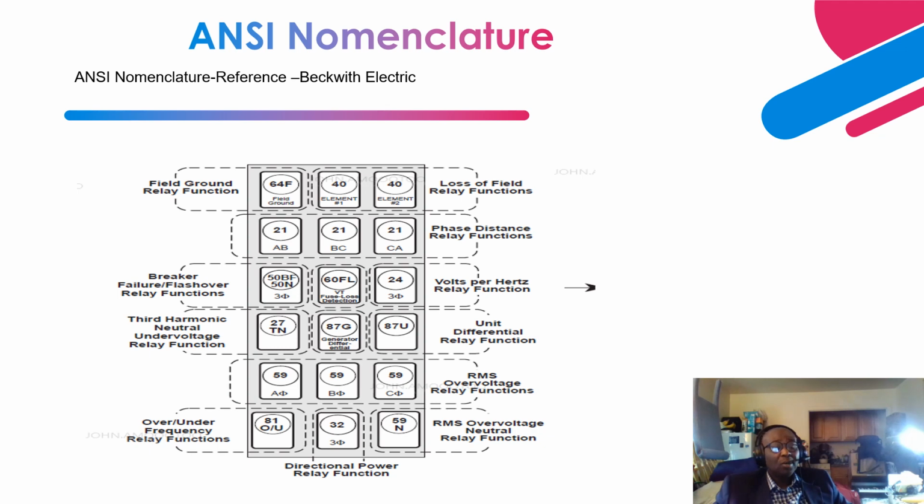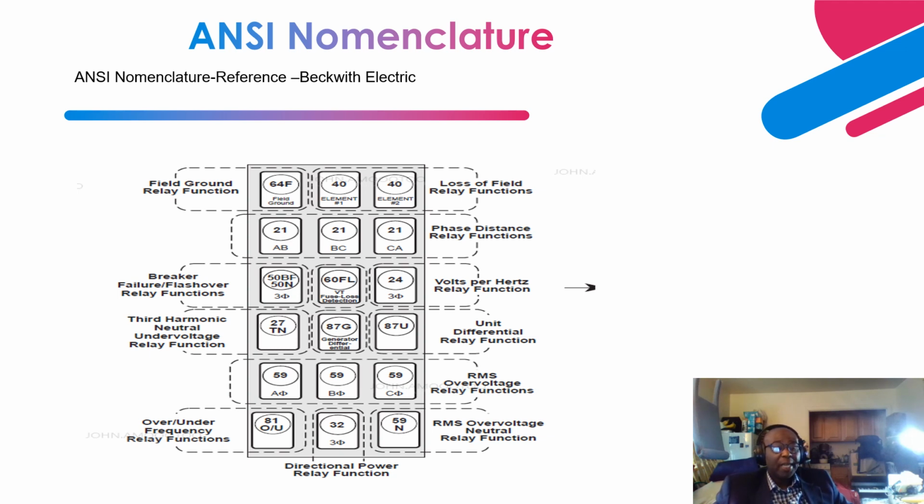The 59GN or 59N relay can only detect ground faults up to about 95% of the way from the generator terminals to the neutral. So the remaining 5% is not protected. The 59GN or 59N relay cannot detect ground faults on the remaining 5%. So we utilize the third harmonic neutral undervoltage to complement it and cover the remaining 5%.